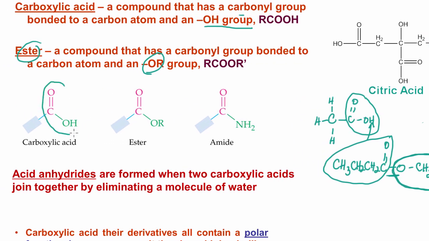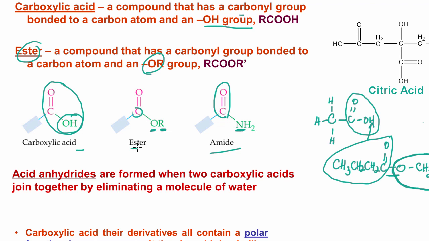So again, carboxylic acids have the carboxyl group. That's the carbonyl group where carbonyl carbon is bonded to the OH. An ester is a carbonyl group where carbonyl carbon is bonded to an oxygen, and this oxygen is bonded to this alkyl group, or some organic group. Now, we're not going to talk about amides here, but I am going to show you what they are. We have a carbonyl group, and carbonyl carbon is bonded to a nitrogen.